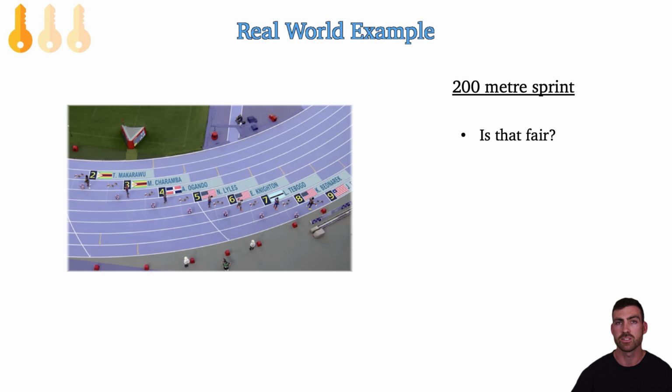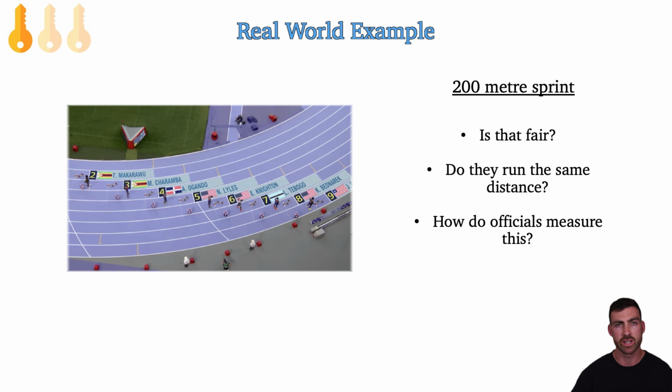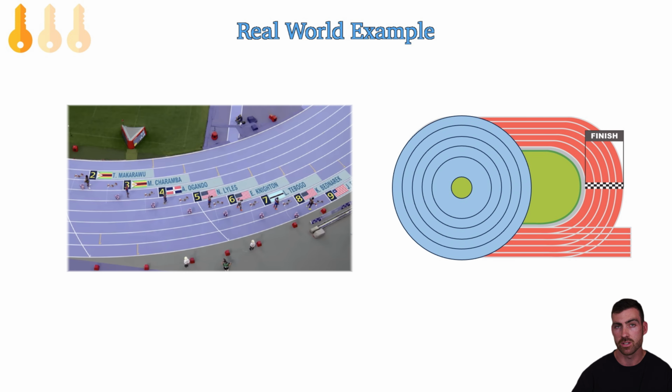If lane 9 starts further ahead, do they actually run the same distance as lane 2? How do officials make sure every single runner travels the same distance? Remember, they can't just eyeball it. This is the Olympics. If someone runs even 1 meter extra, the race is ruined. That curved section is part of a circle, and the total distance around a circle has that special name, the circumference. If we calculate the circumference accurately, we will then be able to calculate each lane's distance.